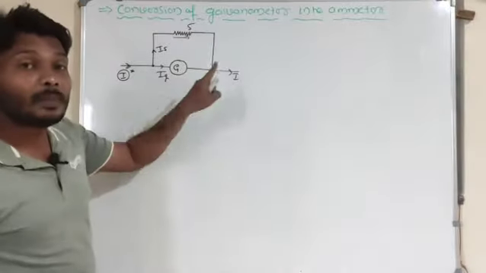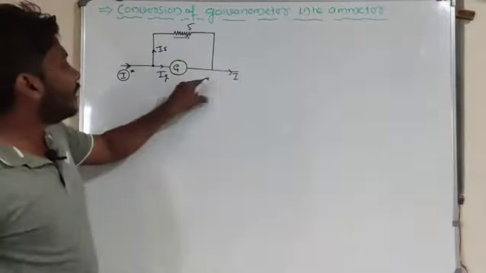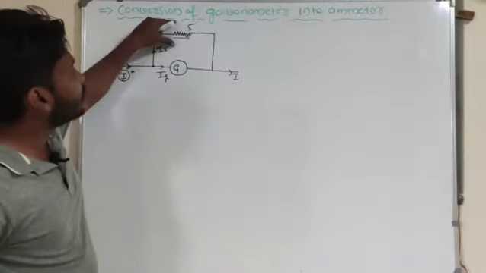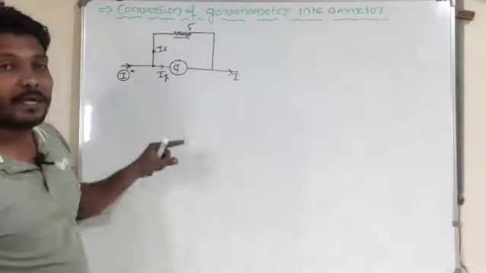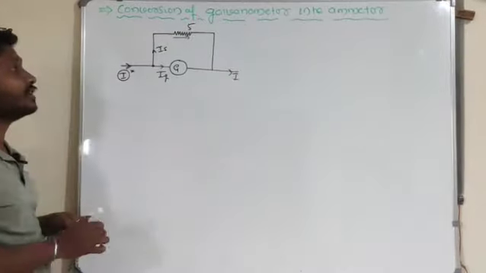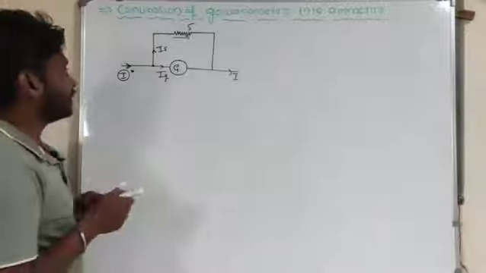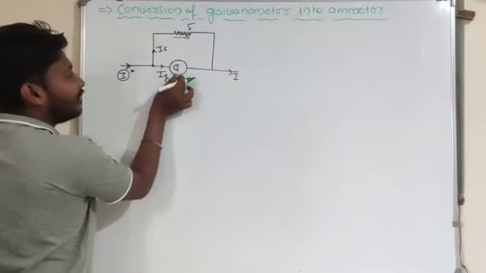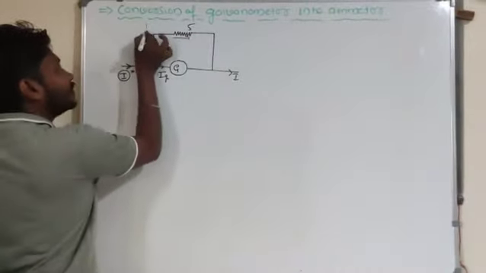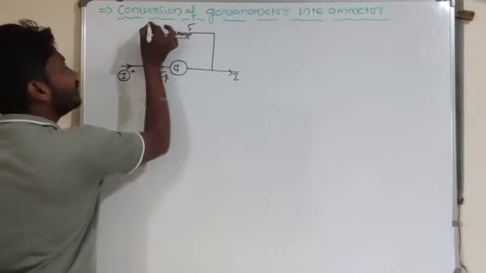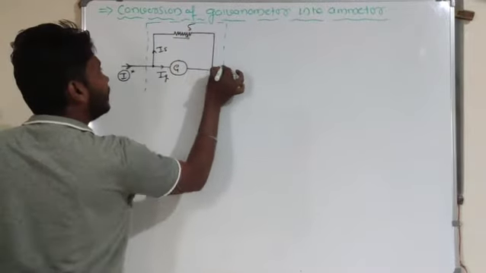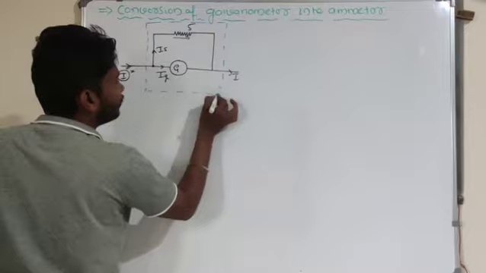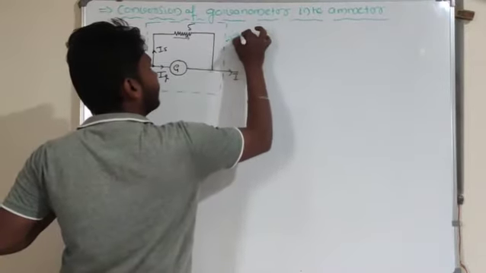Look at here, in order to avoid damage to the galvanometer, what do I have to do? I have to connect a very low resistance parallel to the galvanometer. This low resistance we can also call the shunt resistance. This entire combination of galvanometer and low resistance acts as a meter here.